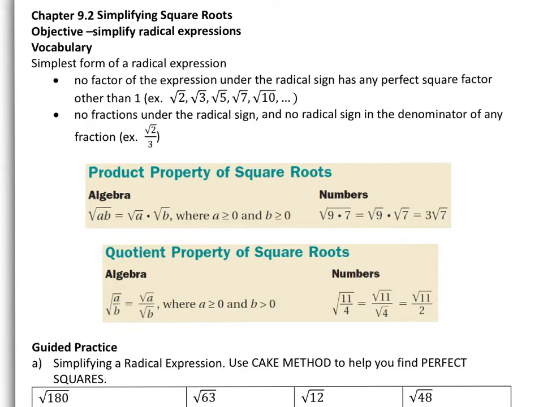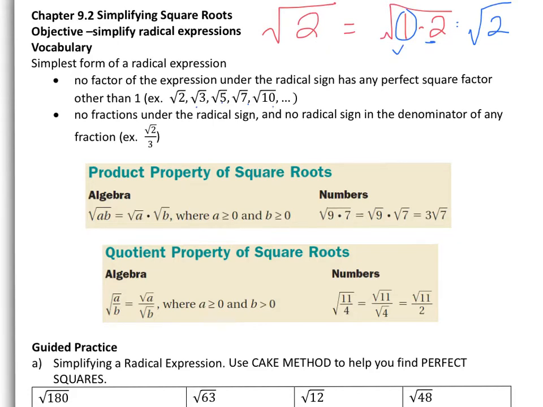For example, radical 2. We only have radical 1 and 2 under the radical sign. So 1 is the only perfect square. That's okay. And 2 is not a perfect square, so we could leave that 2 under the radical sign, and that's in its simplest form. And the same goes for radical 3, 5, 7, and 10.